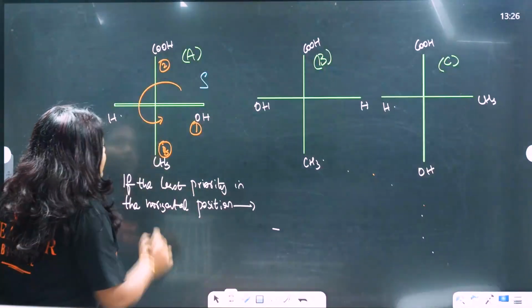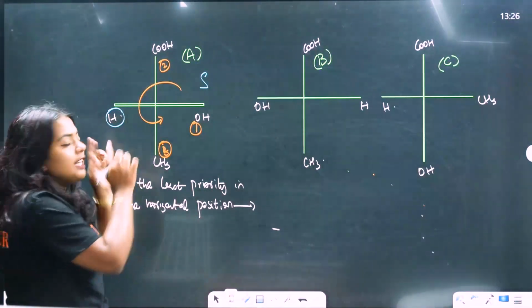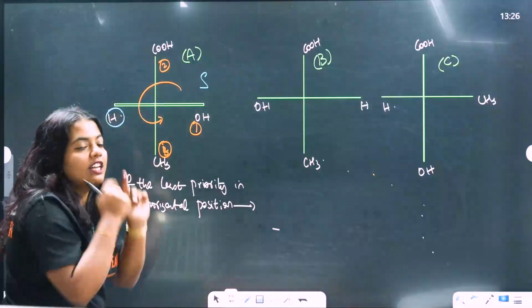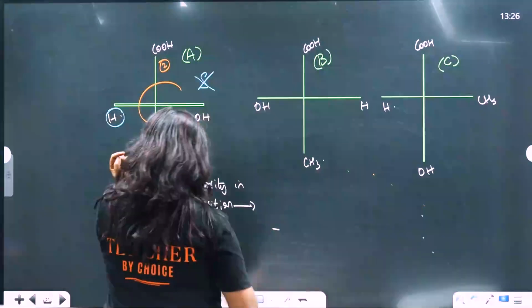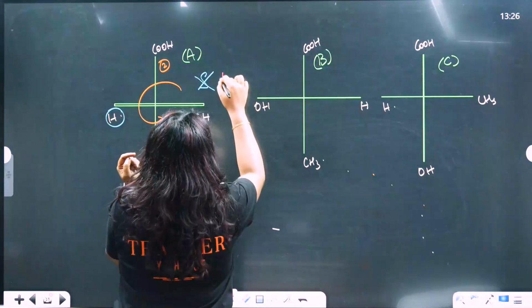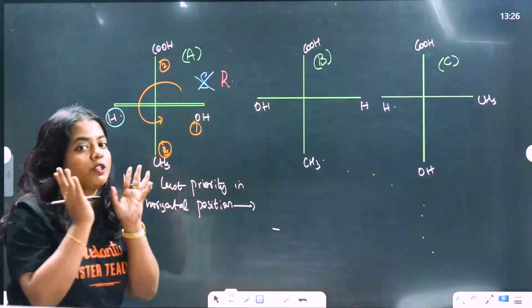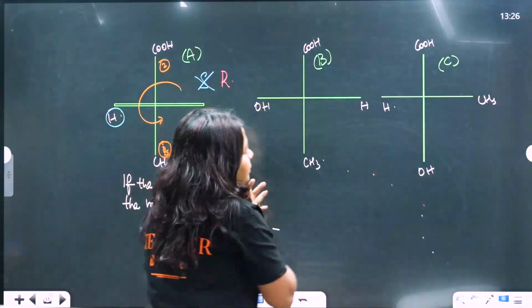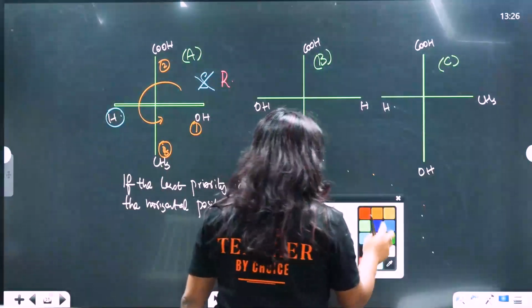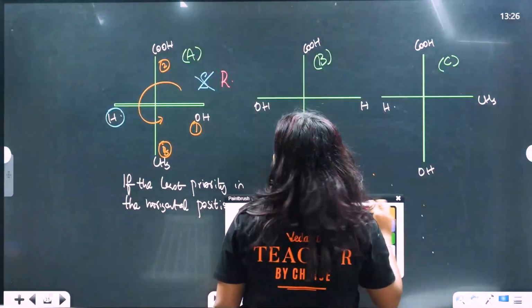But hydrogen is the least priority group in this, that is hydrogen is in the horizontal one. So if it is not S configuration, it will be your R configuration. This is for enantiomers only, my dear students. Okay, this will be your R configuration. Now another example, listen. You will be getting confused.